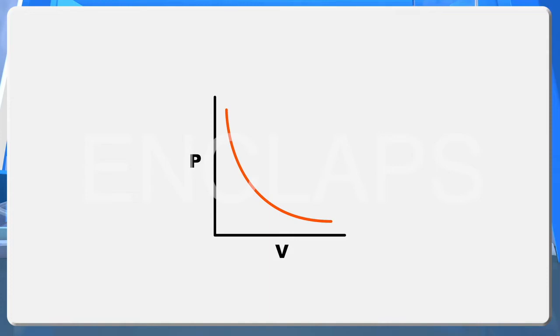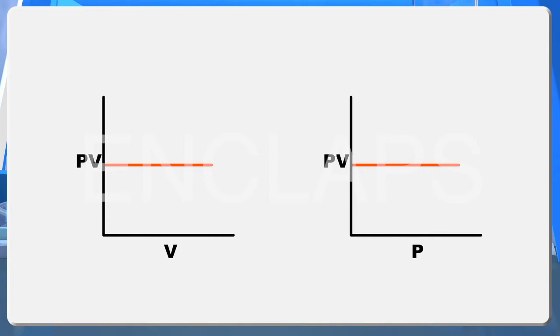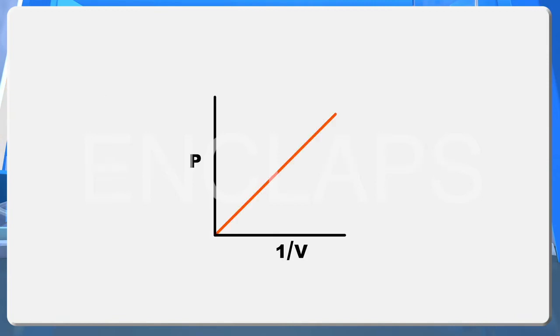Then let's draw the graph of Boyle's law. Here the volume is taken on the x-axis and the pressure on the y-axis. This kind of graph is obtained since volume and pressure are in inverse proportion. Here you can see the PV versus P and PV versus V graphs. A straight line is obtained since PV is a constant, and PV versus 1 by V gives a graph with a positive slope.